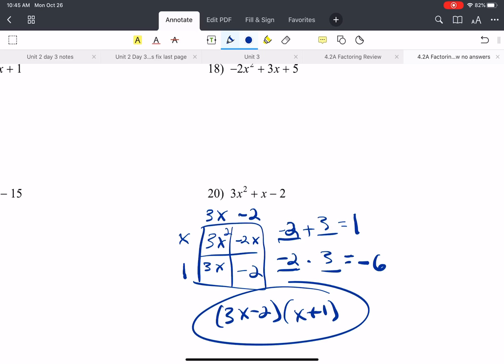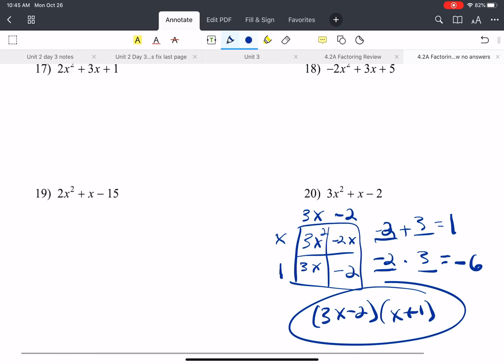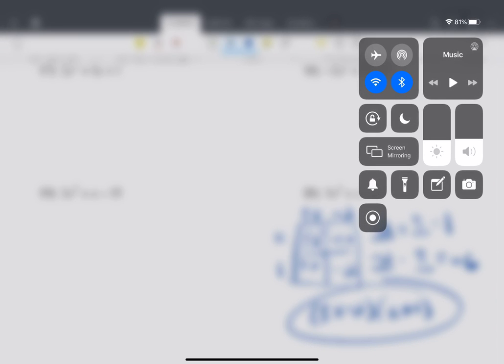I'm going to walk around and check, but I want you guys to try number 19, please. Try number 19 with those around you, and I'll come around and check.